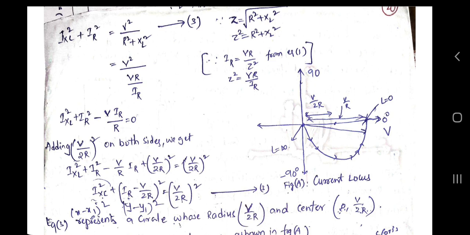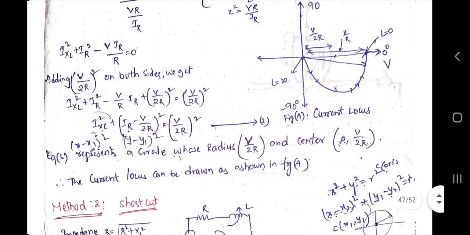Therefore, adding V by 2R whole square on both sides, we will get the resultant equation. So I XL square plus I R minus V by 2R whole square is equal to V by 2R whole square. This is in the form of x minus x1 whole square plus y minus y1 whole square. This is equation 3, whatever we got. That equation represents a circle whose radius is V by 2R.